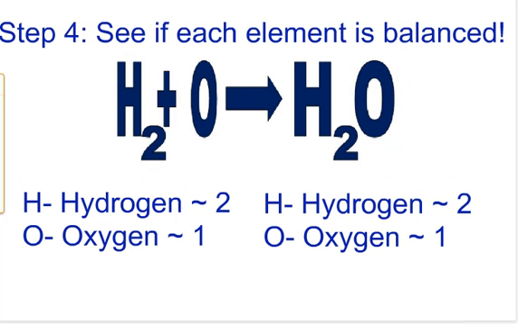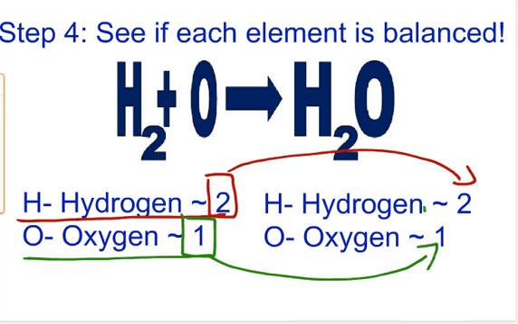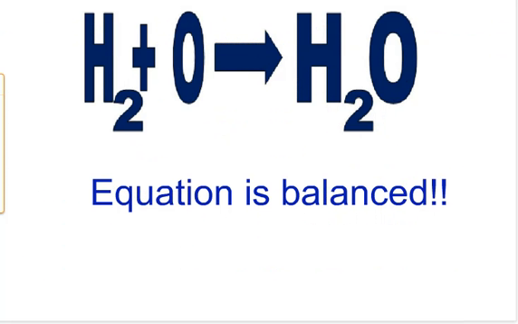We need to see if each element is balanced. What that means is we look at hydrogen on the left, we look at how many there are, and we compare it to the right side. Hydrogen is balanced. Now we need to look at oxygen. On the left, there is 1. And oxygen on the right, there is 1. This equation is balanced because there are the same amount of atoms on the left as there are on the right. So the equation is balanced.